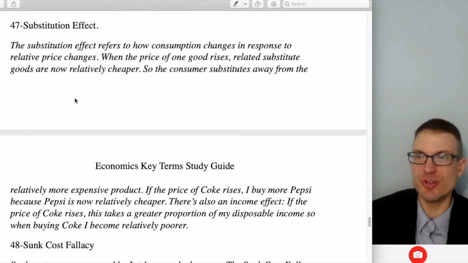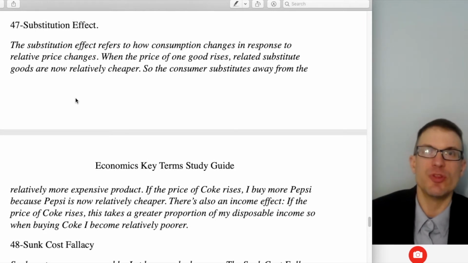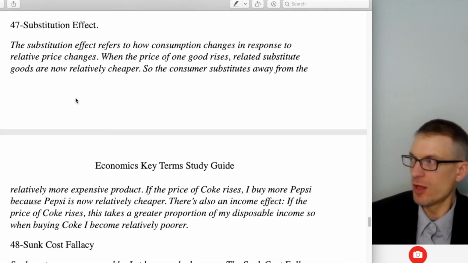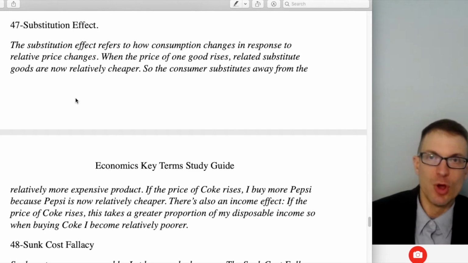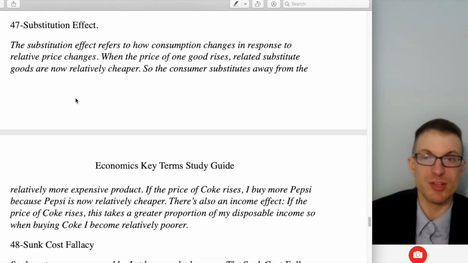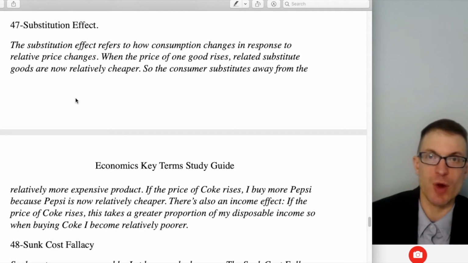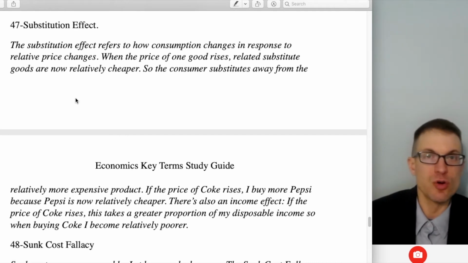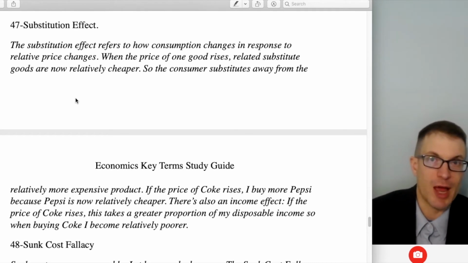All right, substitution effect. Oh, this is interesting. So when there's a change in the price of a good, a couple of things happen. One is that good is now relatively cheaper or relatively more expensive compared to other alternatives that I could be buying. That's a substitution effect. So if the price of Pepsi rises, now Coke becomes relatively cheaper, so now I buy more Coke than Pepsi if I view them as substitutes. That's literally the substitution effect.